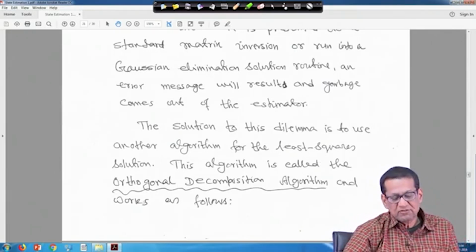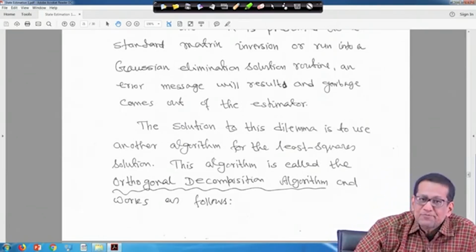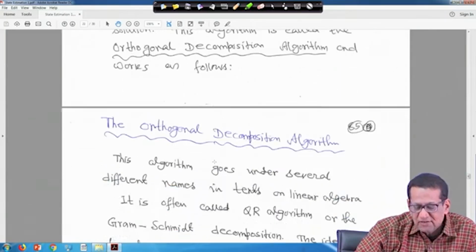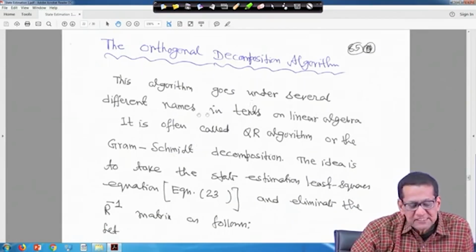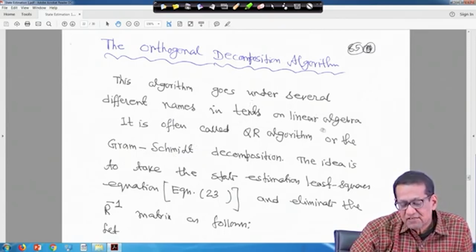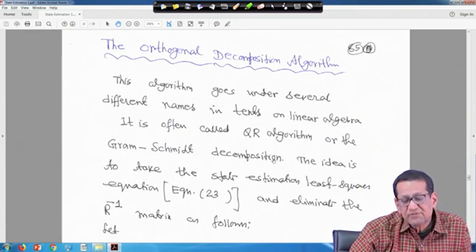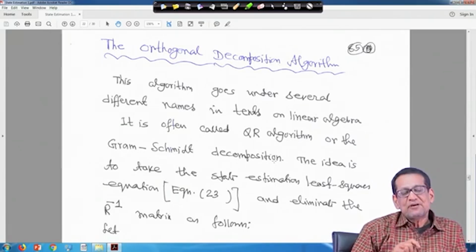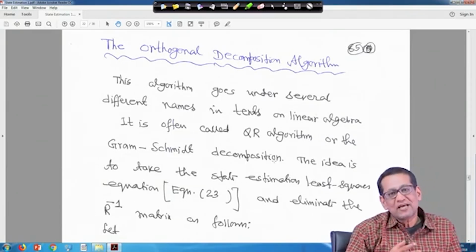So the solution to this dilemma is to use another algorithm for the least square solution, called the orthogonal decomposition algorithm, and it works as follows. That is why we follow orthogonal decomposition, so that you get a reasonably good solution. This algorithm goes under several different names in texts on linear algebra. It is often called the QR algorithm or the Gram-Schmidt decomposition technique. But here we are using an R matrix, so we will name this a QU rather than QR algorithm.